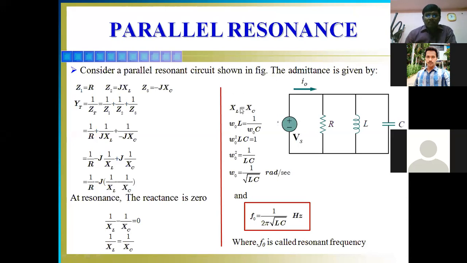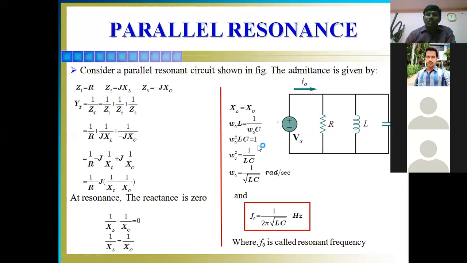Now substitute the XL and XC values in terms of omega naught, where naught represents the resonance condition. XL is omega naught L, and XC is 1 by omega naught C, so omega naught L is equal to 1 by omega naught C. Cross multiplying, omega naught square LC is equal to 1. From this, omega naught square is 1 by LC, and omega naught is 1 by root LC radians per second. This is the resonant frequency in radians per second.